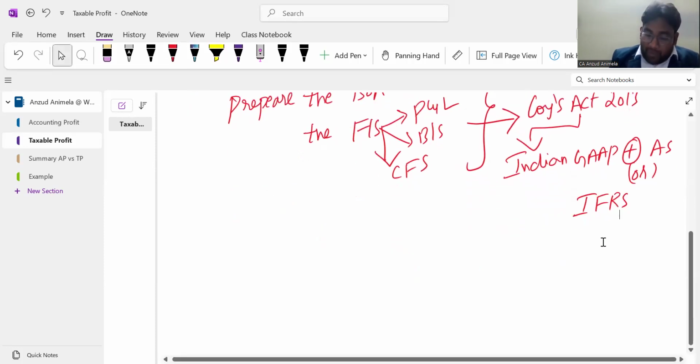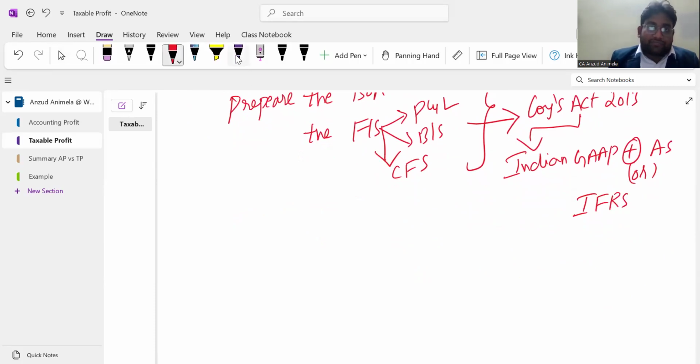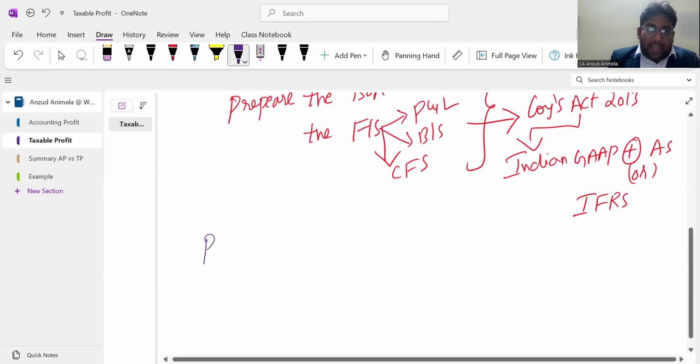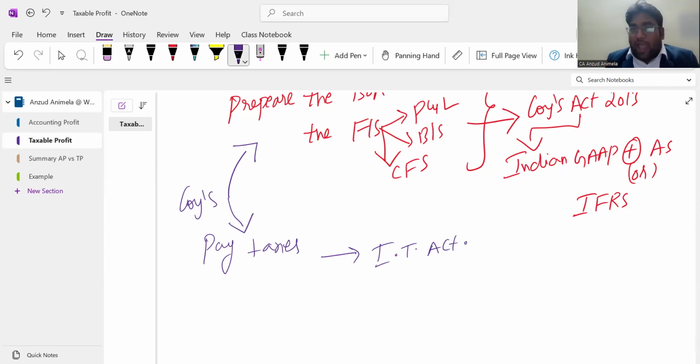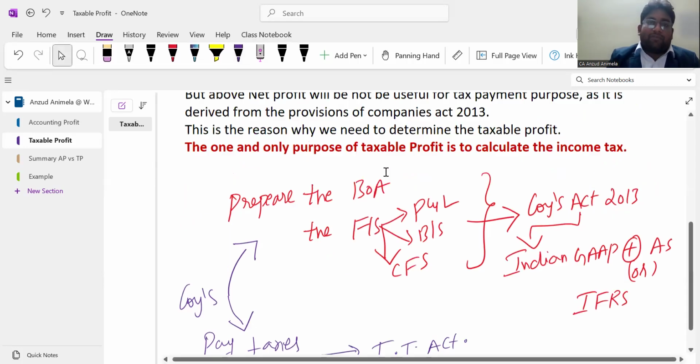When you pay taxes, the same company, which follows the Companies Act when preparing books, has to follow the Income Tax Act. That means, unfortunately, any company in India has to follow two acts. One is for maintenance of books, for the purpose of providing information to investors, and one is for the payment of taxes.